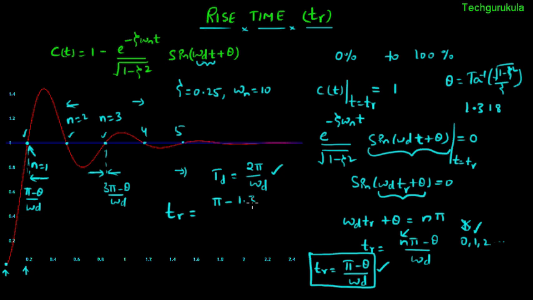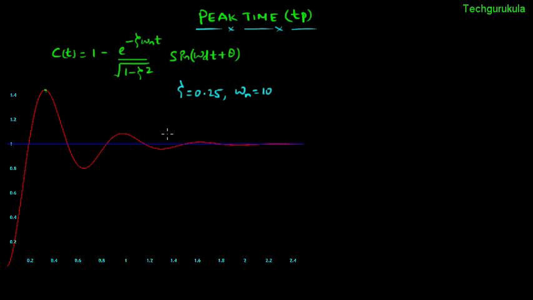So let me take it here, pi minus 1.318 divided by the omega d. Omega d is given by omega n, which is 10, times square root of 1 minus zeta square. Zeta is 0.25, which is 1 over 4, whole square. Now if I find the value of this, I'll get 0.188 seconds. So if you see here, if I drop this one, I get very close to 0.2, which is given here.